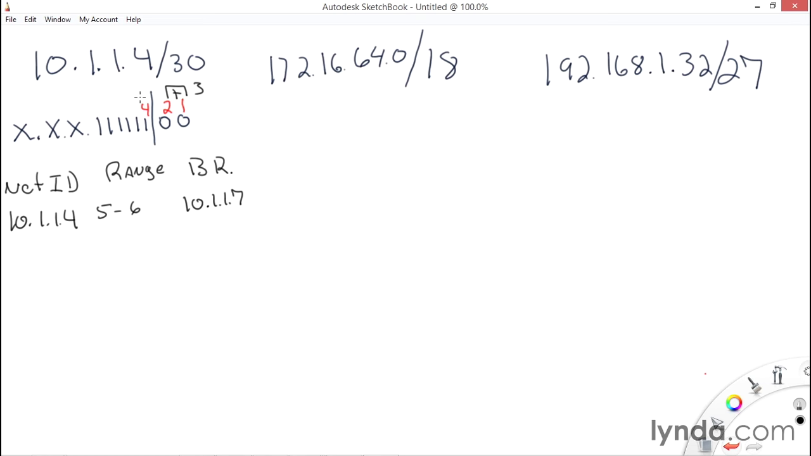The next network, if we increment by 4, would be 8. The next one would be 12. And again, we can use our little trick. 1 less than 12 is what? 11. What's in between? 9 and 10. And then you take that 12, you add that 3 to it, that makes it 10.1.1.15. And then you have 13 through 14. And that's it.